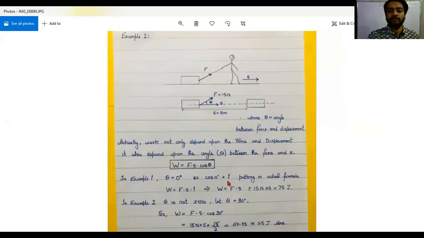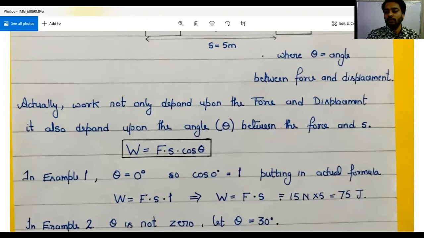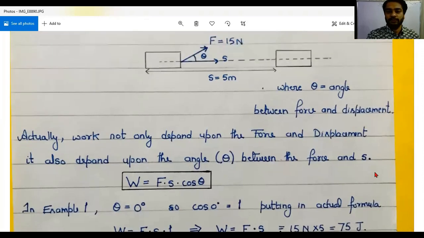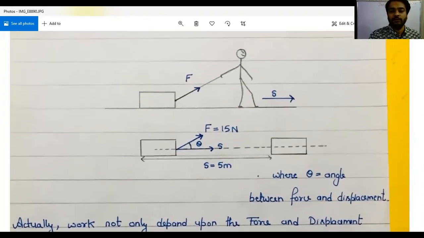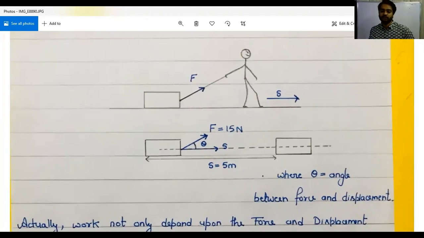Okay, look at this example. What is happening here? Look carefully, are force and displacement in the same direction? In this example also, we have applied a force of 15 Newton and displacement is 5 meter. So what is the work done now? If you use the same formula F into S, it will not work here. Why? Because force and displacement are not in the same direction.